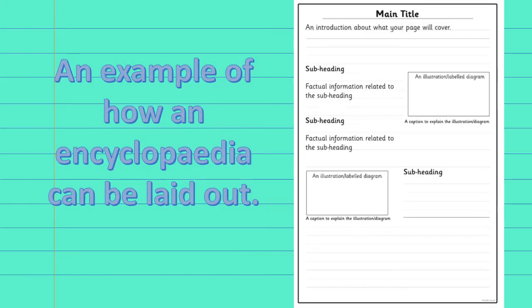So here's an example of how an encyclopedia could be laid out. There's a main title, which is an introduction of what your page will cover, a subheading with factual information related to that subheading, a further subheading, so you could have another, like lots of information there regarding that subheading, illustrations and labelled diagrams.